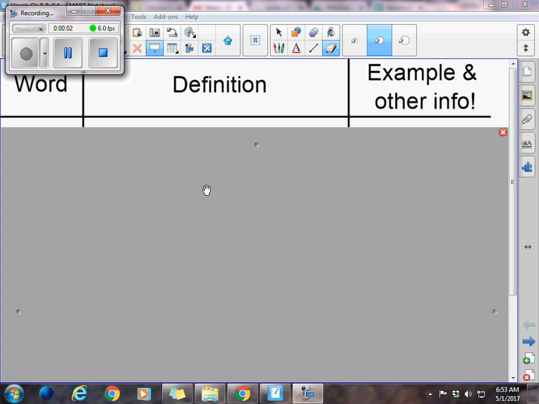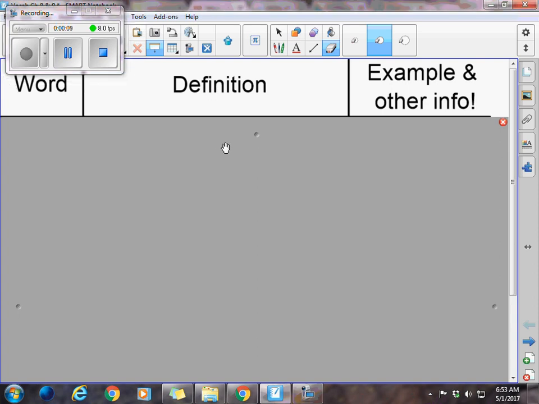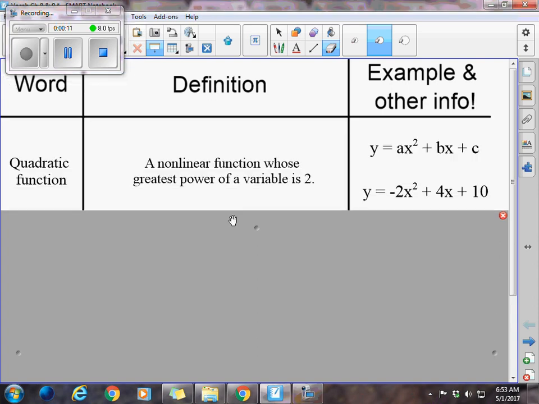Okay, this is the last vocab of the season, of the school year, chapter 8 and 9. Let's get going. First word, quadratic function.